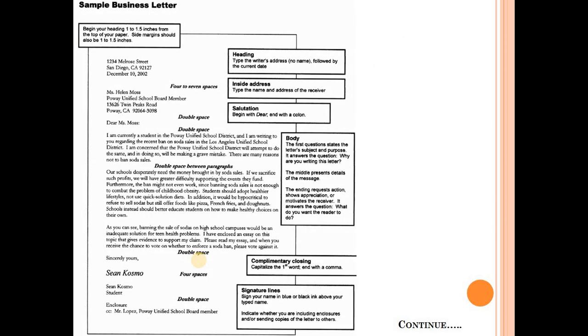This is the format I've taken from the internet. This is actually the blocked format of letter writing. As we have already discussed, everything starts from the left margin. Two addresses are missing here, and then the salutation part, opening paragraph, central body, the conclusion, and then the complimentary close, and then your signature.